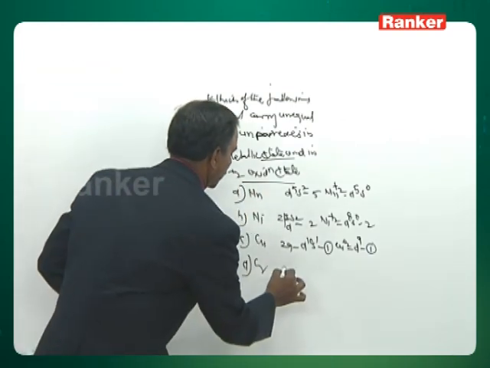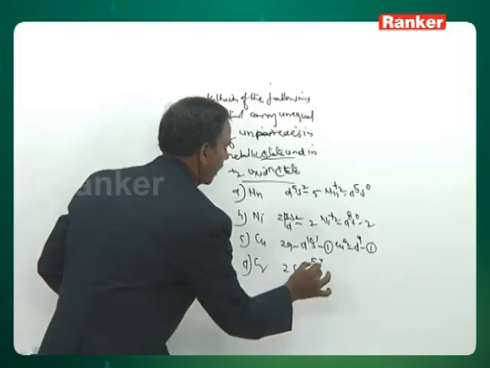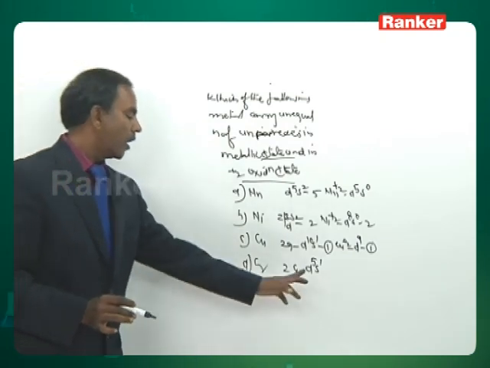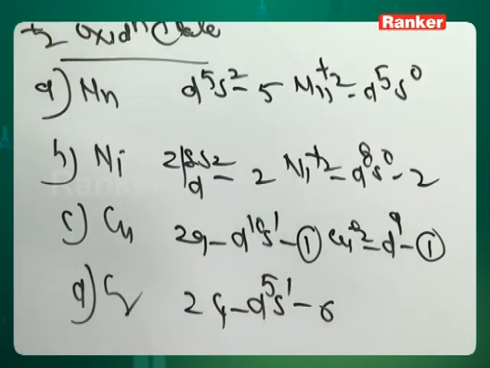Coming to chromium. Chromium is what? 24. Chromium is carrying the abnormal electronic configuration d5 s1. How many unpaired electrons in the metallic state? 6. 5 + 1, 6.